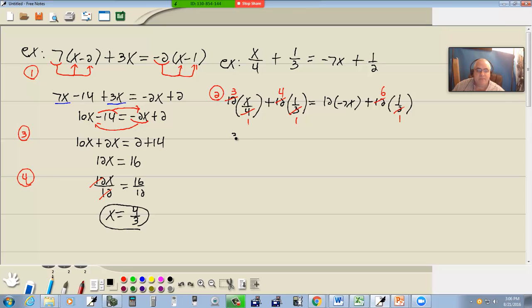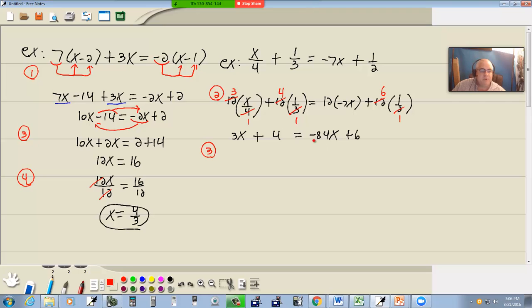So we're left with 3 times x, which is 3x, plus 4 times 1, which is 4. 12 times negative 7, which is negative 84x. And then 6 times 1, which is 6. Now let me double check that real quick. Okay, yeah. Step 3.